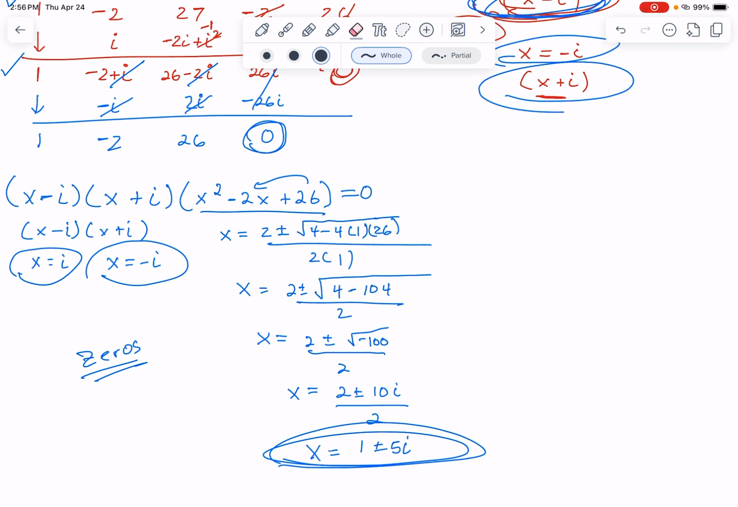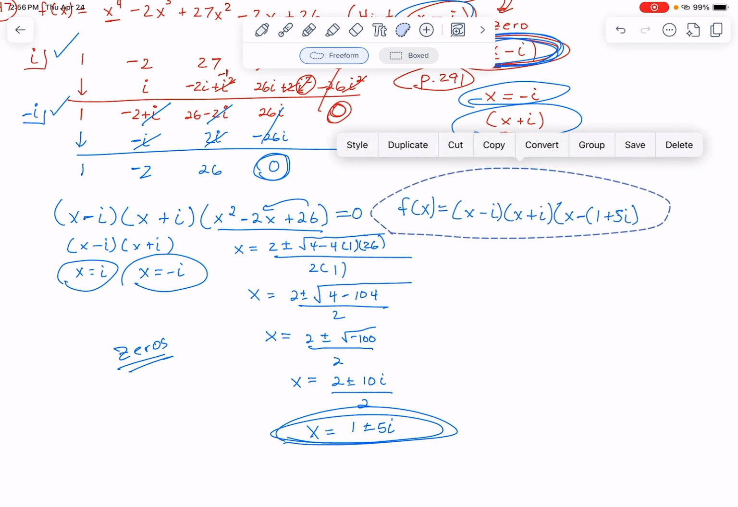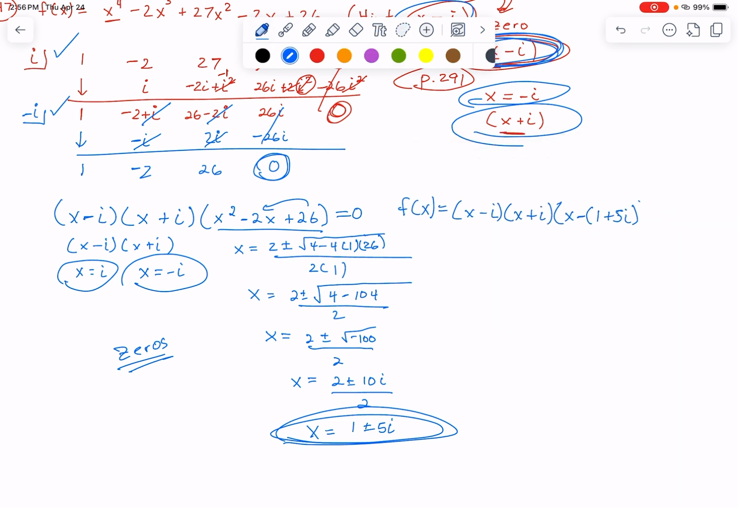Okay? Now we write it in the factored form. So you write f of x or p of x, whatever you want to use. f of x is fine. And you're going to go x minus i, x plus i, and then x minus 1 plus 5i. And then, I'll move this over a little bit, and then x minus 1 minus 5i. And there it is. That's a factored polynomial.